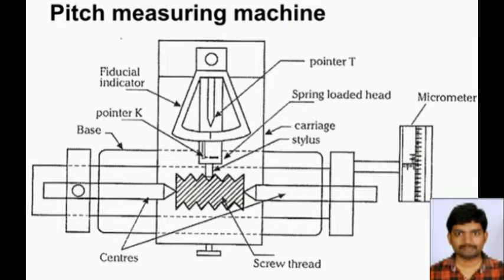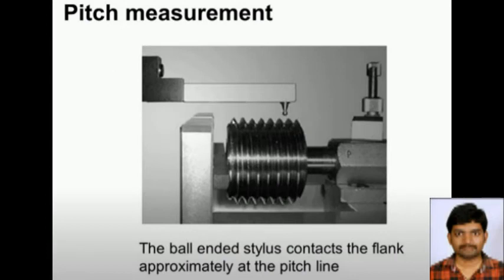Now this picture shows the arrangement of pitch measurement. We can see we have a center on which a screw thread is mounted, and we have a bar which carries the stylus. The stylus will move from one thread to the next thread, and it gets seated into the thread groove, and then the micrometer reading is taken. Then it is moved to the next thread. So we can measure the pitch, and the stylus always contacts the flank approximately at the pitch line.